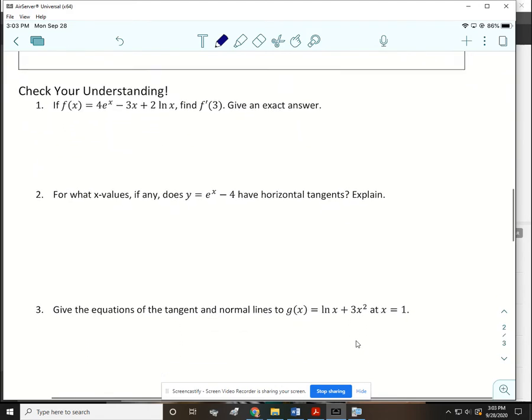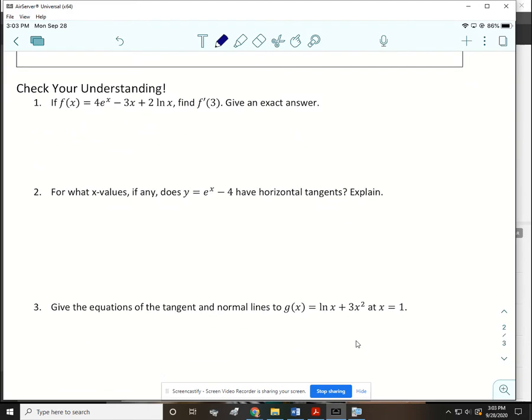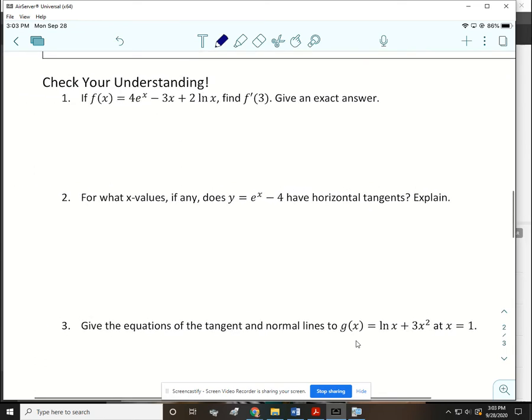Okay, so for our checks for understanding, the first one, we're going to find f prime of 3. We're not using the calculator anymore. The calculator we just used to figure out the rule. Now we're going to do it by hand. To find f prime of 3, we're going to first find f prime of x, the derivative of f of x. I'm just going to take it one piece at a time. We'll start with the derivative of 4e to the x. Since the derivative of e to the x is e to the x, the derivative of 4e to the x is 4e to the x.